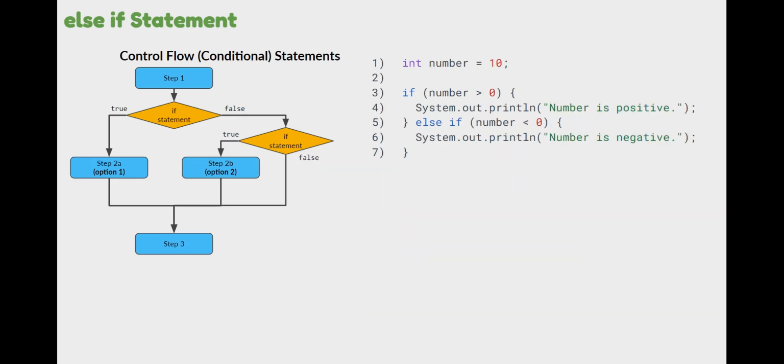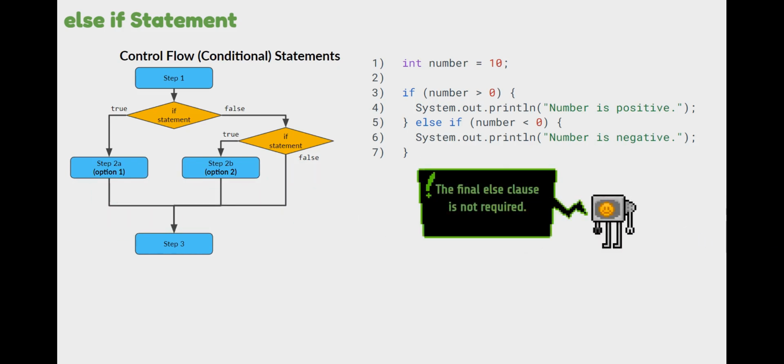Here we see another example. We are declaring and initializing an integer variable named number and assigning it the value of 10. And then we're asking if number is greater than 0. If so, we're going to print out number is positive. And then we have an else if number is less than 0, we're going to print out that the number is negative. You'll notice that we do not have a final else clause on the end.